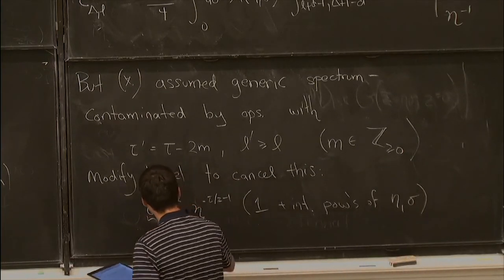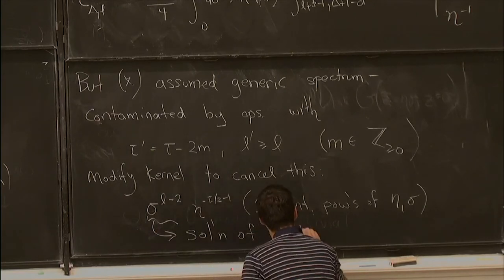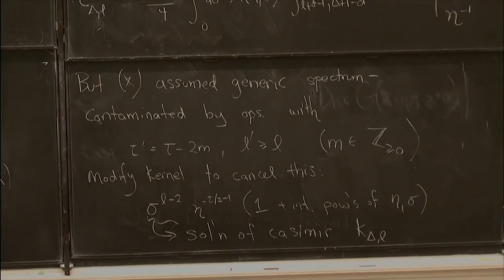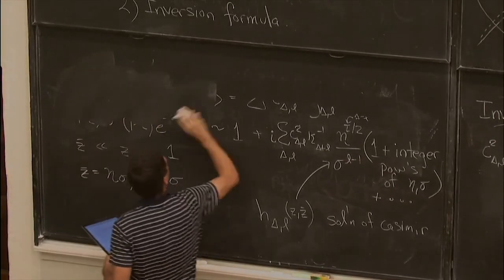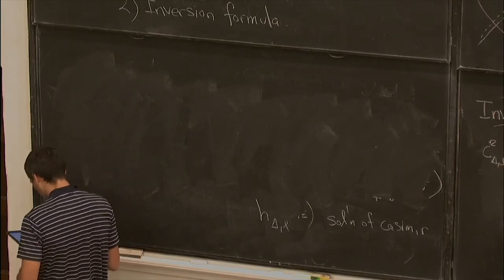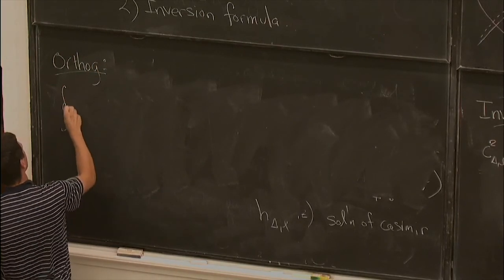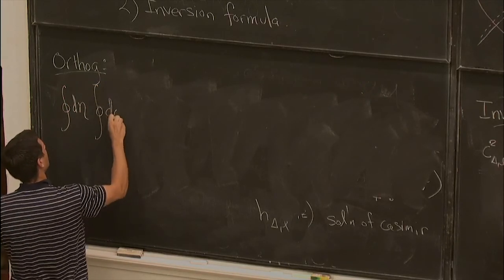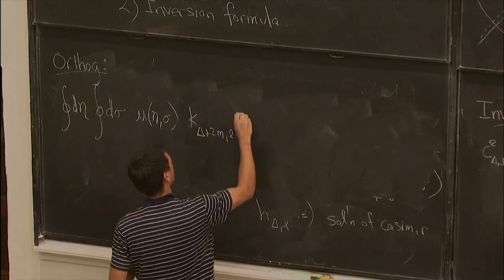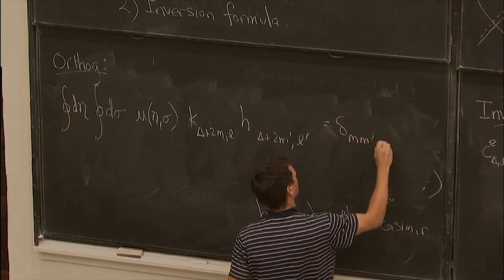But the smarter way to do it is just to note that the thing that's orthogonal is going to be a solution of the Casimir equation that I'll call K delta L. And this obeys a very simple orthogonality property: integral d eta, integral d sigma, mu of eta sigma, K delta plus 2m comma L, H delta plus 2m prime, L prime equals delta M, M prime, delta L, L prime.